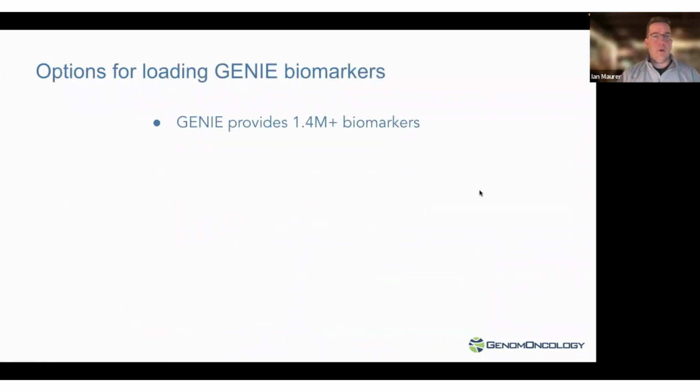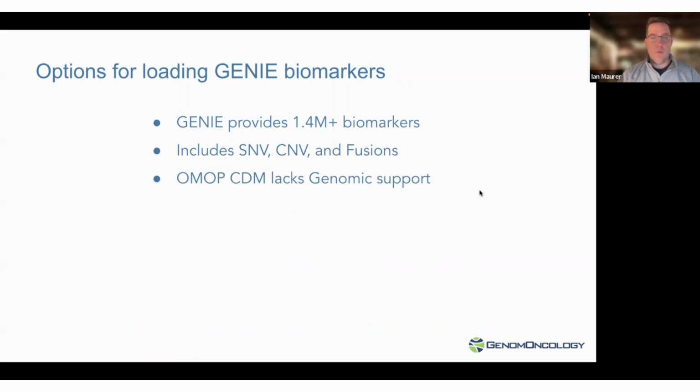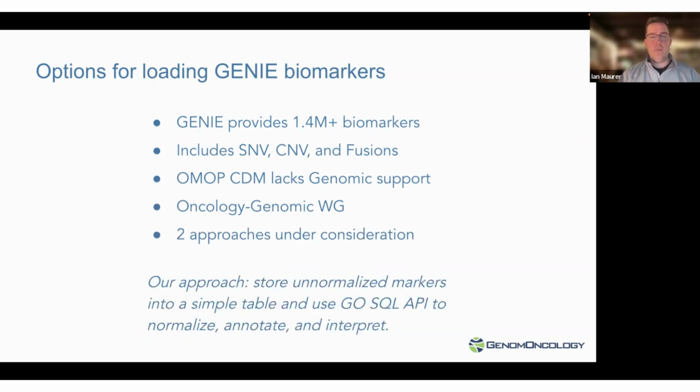And then for loading the GENIE biomarkers, right? So GENIE provides over 1.4 million biomarkers that include SNVs, CNVs, and fusions. However, OMOP, the common data model, currently lacks genomic support. There is a working group that's working through that. They meet every week or every other week. They have two approaches that are under consideration. This approach is different than those, and I'm going to walk you through how I accomplished this.